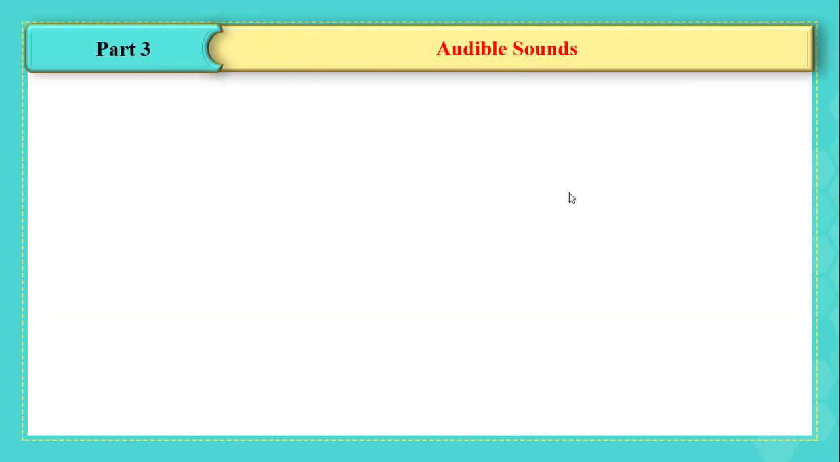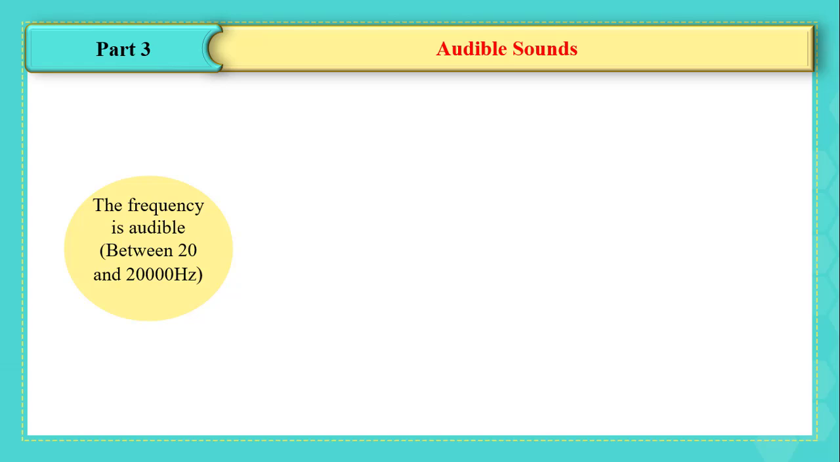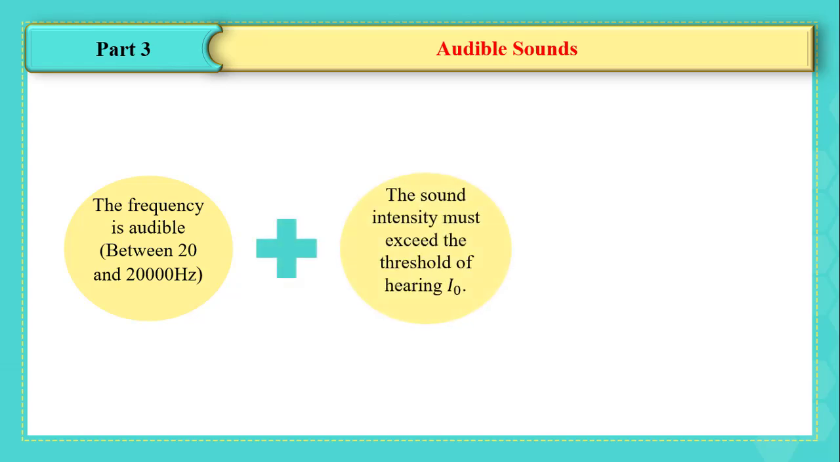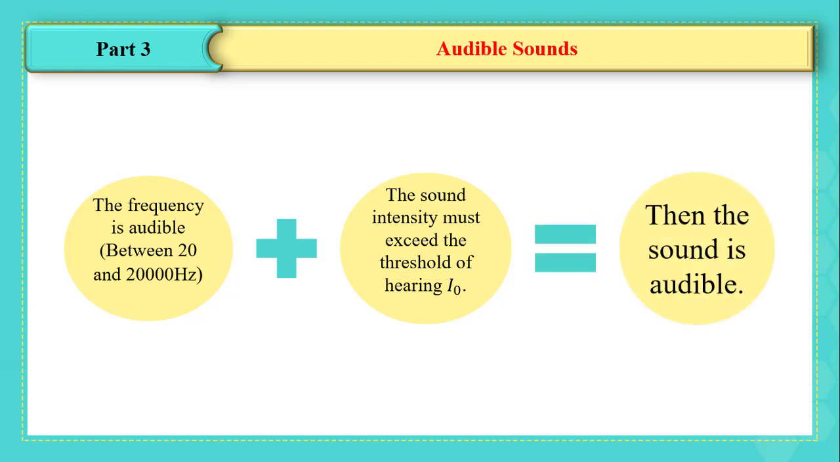What are the conditions of an audible sound? The frequency should be audible, that means between 20 and 20,000 Hz. The sound intensity must exceed the threshold of hearing, which is I0. When these two conditions are satisfied, then we can say that the sound heard is audible.